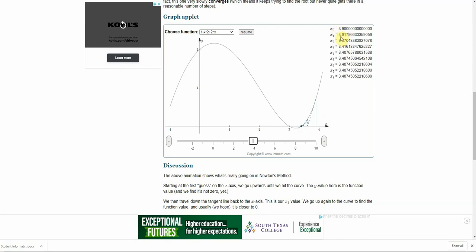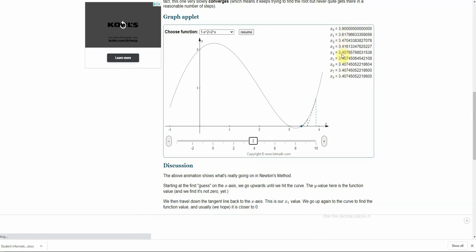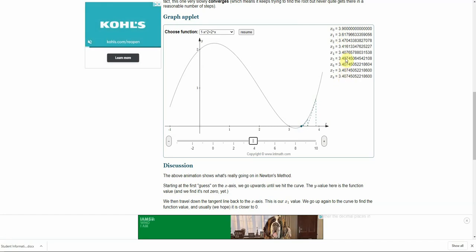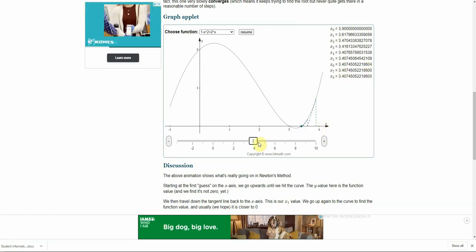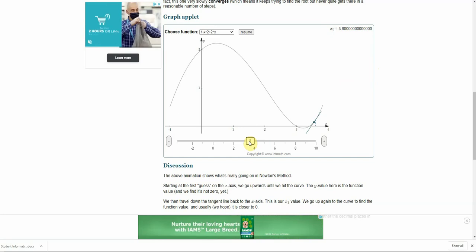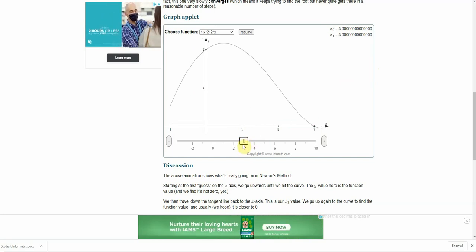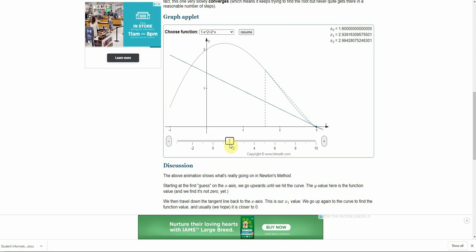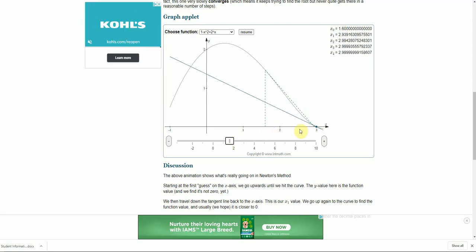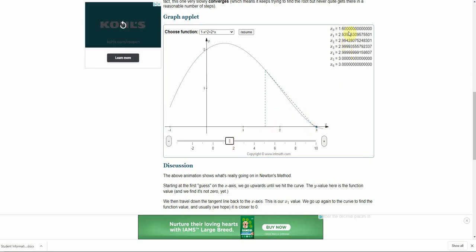Then I found my next 0 of my tangent line was 3.61. Then I did it again, 3.47. And what do you notice about the fourth iteration? They start to almost repeat. Only the very end here is changing. So what it's doing is, let me try to find this 0 over here. Okay. So the further your guess is, the more iterations it would take to get to the real 0.